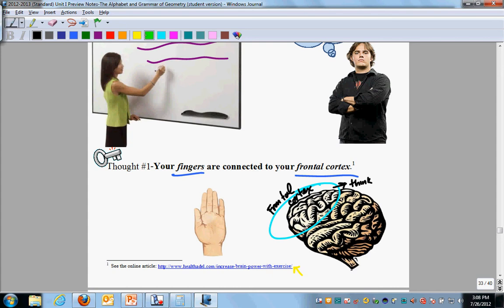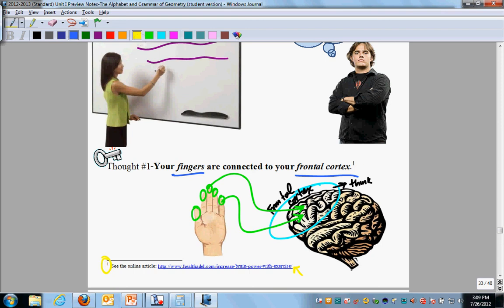And what's interesting is that the nerve endings in your fingers directly connect, they provide information for your frontal cortex. So when I say your brain is in your hand, I mean that quite literally. The nerve endings in your fingertips send signals that empower your brain to think and process information. Again, you're welcome to check out the footnote here.